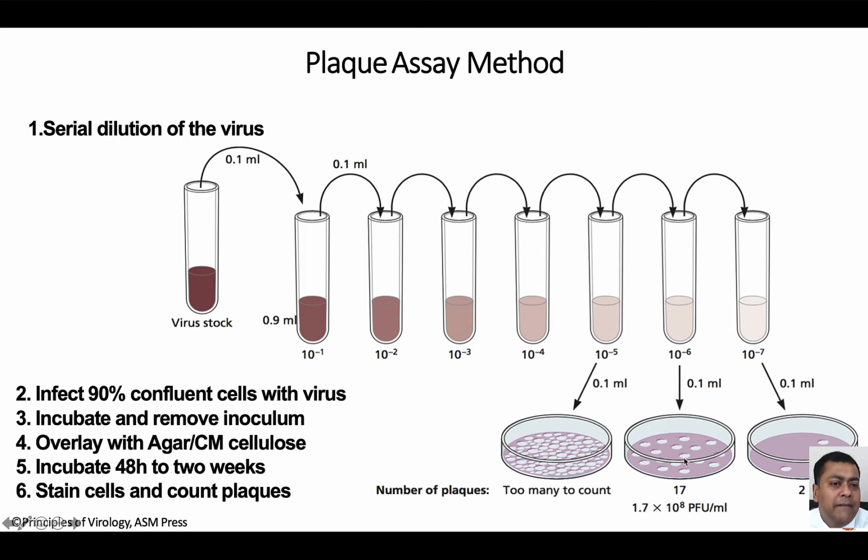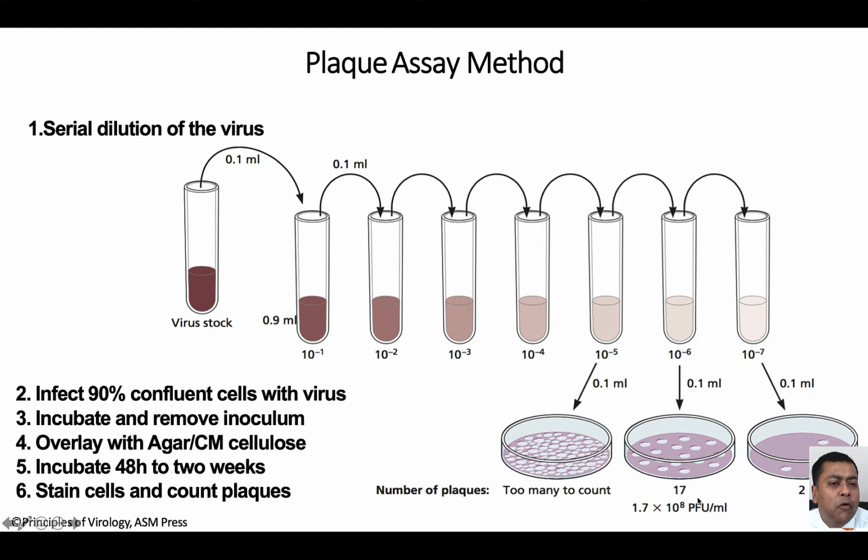So if you count 17 plaques in there, the concentration will be 17 multiplied by 10 to the power 7. And you just express that as 1.7 times 10 to the power 8. 17 times 10 to the power 7 is equal to 1.7 times 10 to the power 8. You just move the decimal right here.